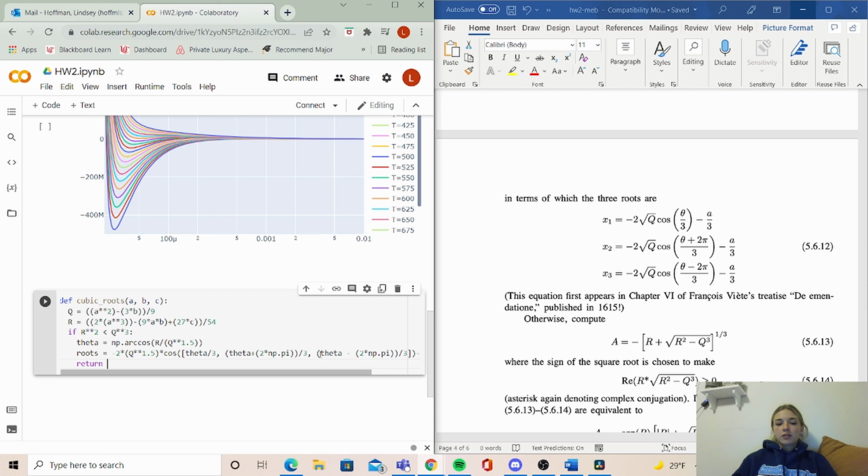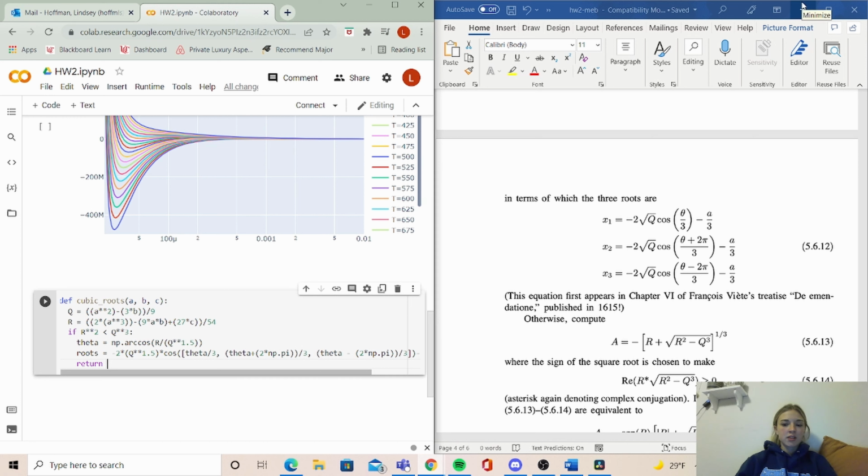But Python is just going to return the roots in a random order. We need to specify the order we want the roots to be returned in, so that our first value, our lowest value, is going to represent the specific volume in the liquid phase, and our intermediate, in between value, is going to represent somewhere in between, and then our highest value is going to be in our gaseous phase.